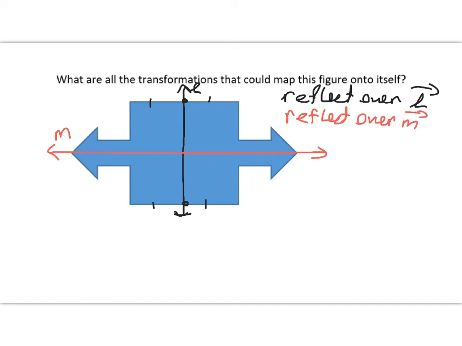Another thing I could do is from this center point, I could rotate it 180 degrees. So that means it has point of symmetry and it has rotation symmetry. So I could rotate 180 degrees.